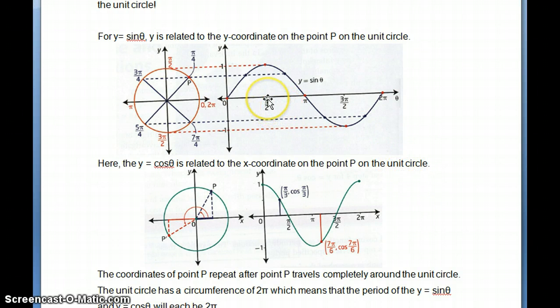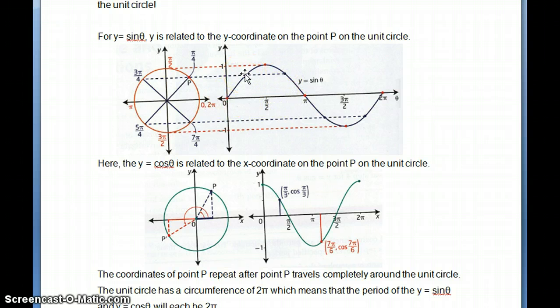Let's look at, for example, pi over 2. We can follow this little dotted line here. You'll notice that y is at 1 and x is at pi over 2. On your unit circle, the coordinate for pi over 2 is (0, 1). That sine value, the y coordinate, is the exact same as what our graph looks like here. So your y value is going to be 1.